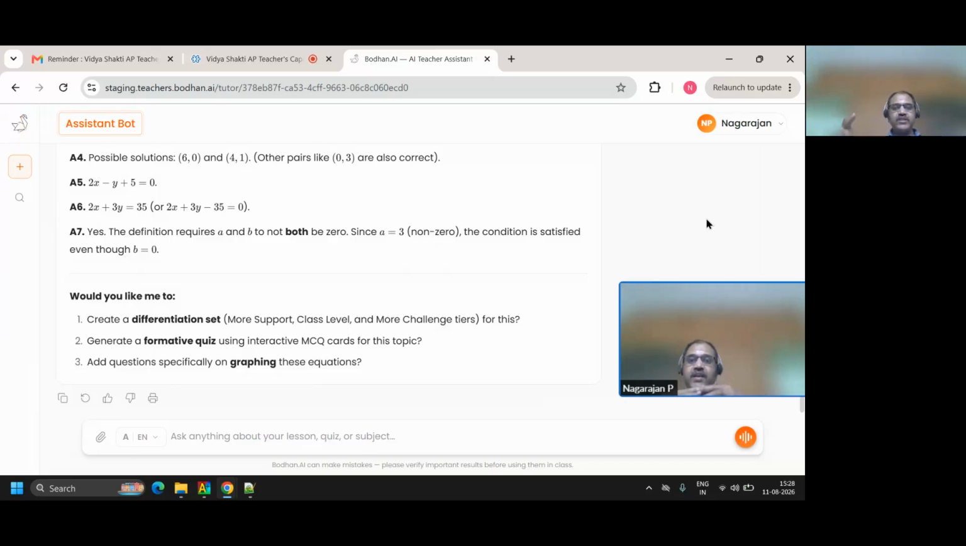Creating questions is now also very easy. I can go to the assistant bot and create some questions. Give the questions 15 minutes, 20 minutes, and let the students write. But the real problem is 40 students of my class writing on paper.